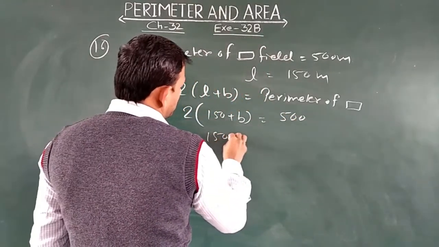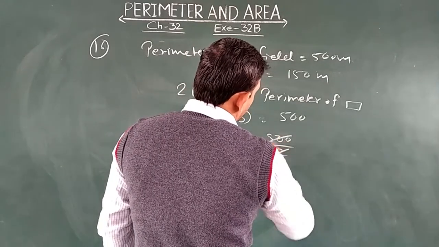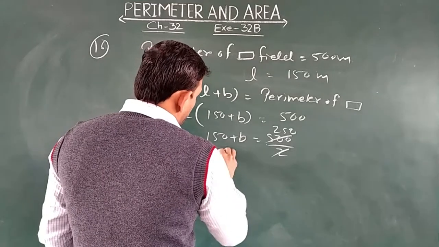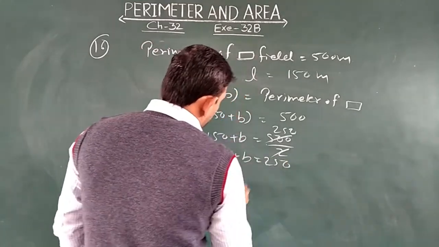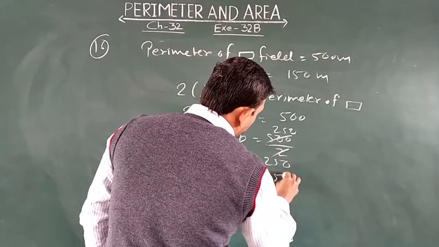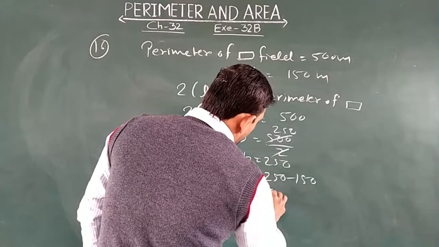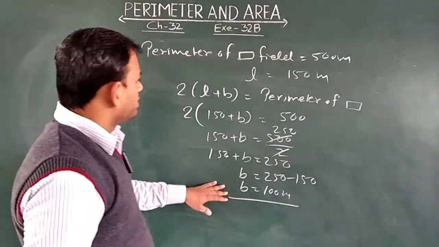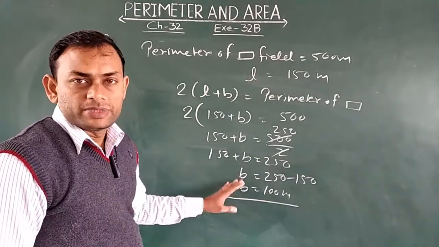So 150 plus b is equal to 500 upon 2. It will go by 250. Okay. So 150 plus b is equal to 250. Then b is equal to 250 minus 150. So b is equal to 100 meter. Means the breadth of the rectangular field is 100 meter.